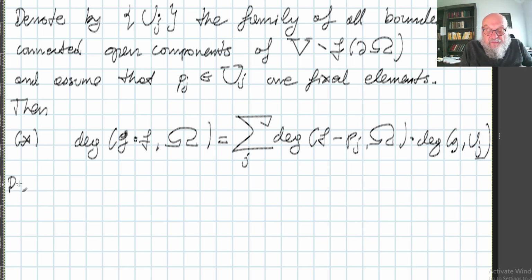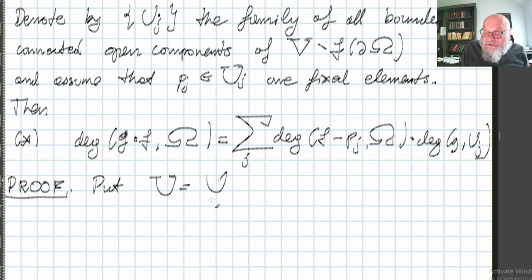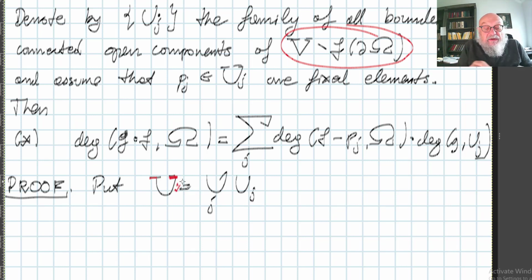Sorry, proof first. Proof. And then you can write it down. Put our set U will be the set composed of all bounded components of the set V minus F of the boundary of omega. So this is our U, by definition.